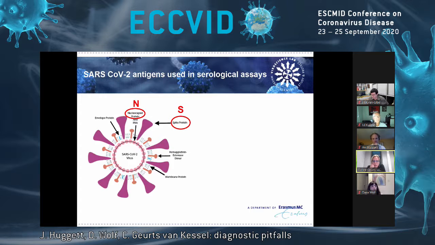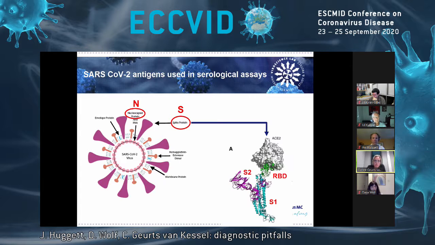When measuring these antibodies in a diagnostic setting, most of the commercial assays which are being used target either the N or the S antigen of the virus. The N antigen is obtained from the nucleocapsid protein, which surrounds the viral RNA, whereas the S protein is the spike protein, the characteristic spike of the virus. And this spike protein is also the basis of a lot of the vaccines which are currently being tested in different trials.